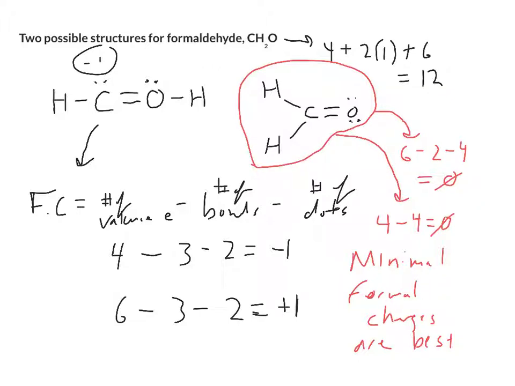Another couple things to notice is oxygen's more electronegative than carbon. So oxygen would do a better job of stabilizing a negative charge than carbon. And here, we've got a positive formal charge on oxygen and a negative formal charge on carbon. The opposite of what would be energetically favorable given electronegativity values. But again, minimal formal charges are better for a structure.